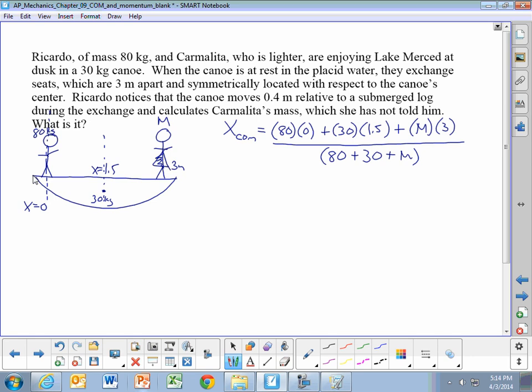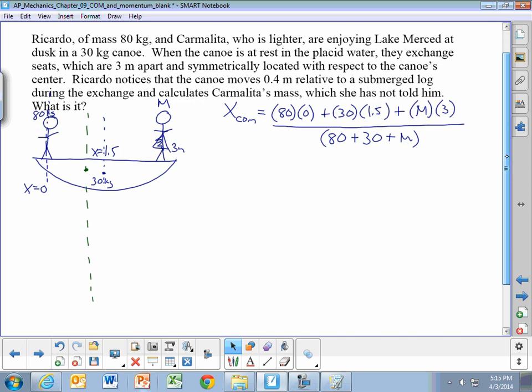And because they tell us that Ricardo is more massive than Carmelita, that means that the center of mass is going to be somewhere in between Ricardo and the center of the canoe. It's going to shift the center of mass to be slightly to the left of the center of the system. The key to this problem is recognizing that as they switch spots, the center of mass of this canoe is going to stay in exactly the same location. It's not going to move.